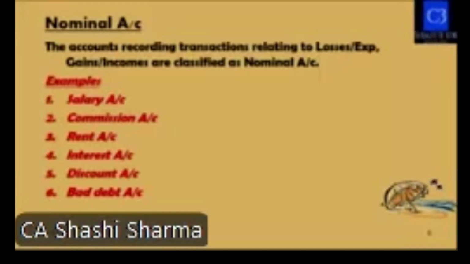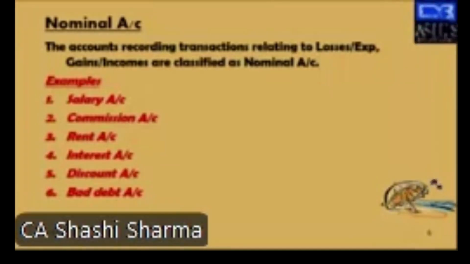So the simple rule for deciding about the type or category or kind of account: look at the name and then think about whether there exists a man, a person or not. If a person exists by that name, then it is a personal account. If certain things exist by that name, then it is a real account. And if none of these two, if there is no person by that name, there is no thing which can be touched or seen by that name, then it will definitely be a nominal account. So these are the three types of account.